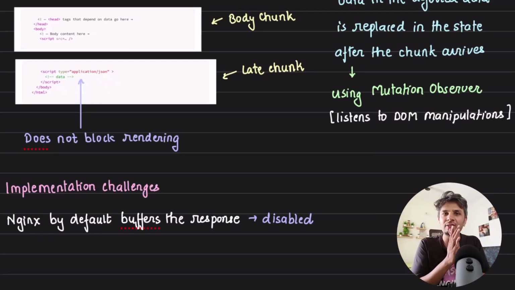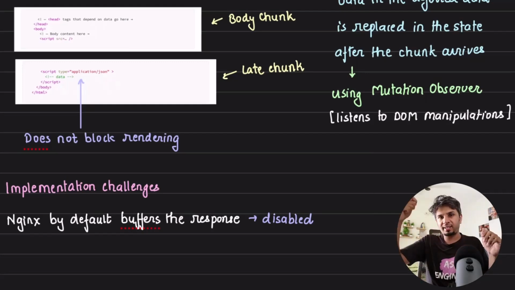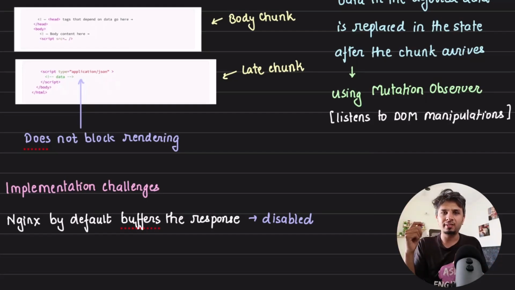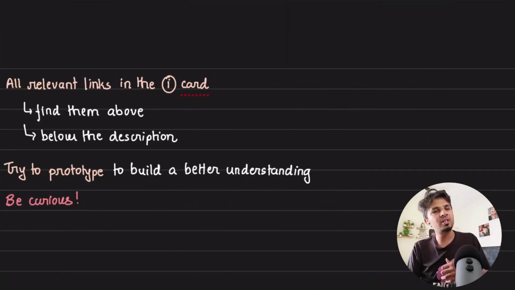So when you're shipping into production, remember to switch off buffering, at least for that request. For other requests you might keep it, but at least for that request, disable the buffering so that you can get proper streaming of responses. And yeah, this is all I wanted to cover.